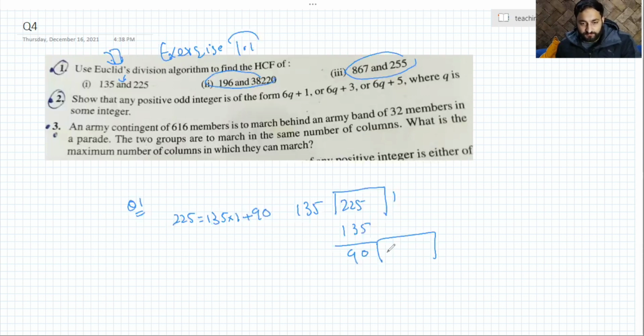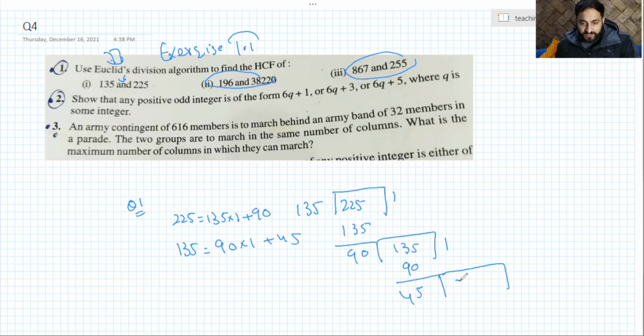Then 135, you're going to divide it again by 90. You'll get 1, and the remainder is 45. Represent this: 135 equals 90 multiplied by 1 plus 45. Okay, third step.